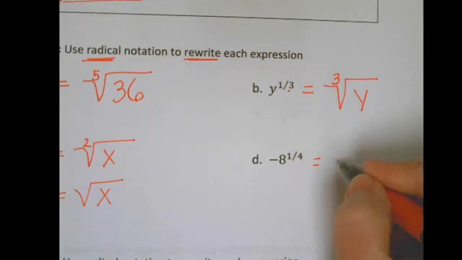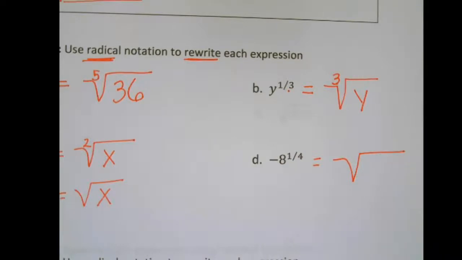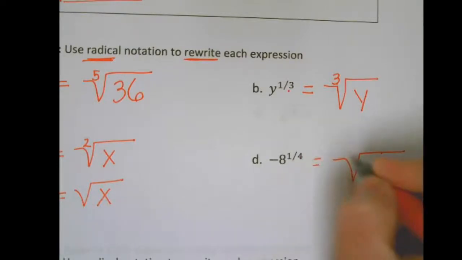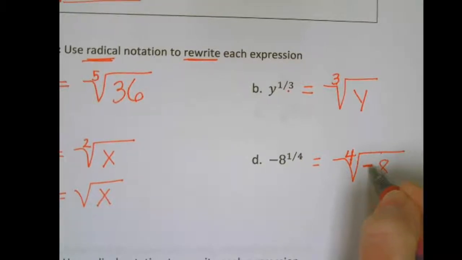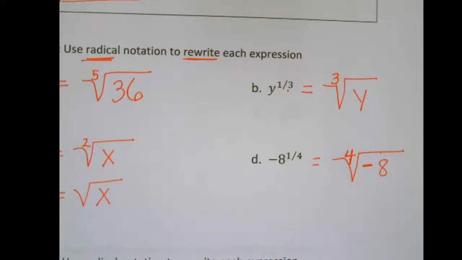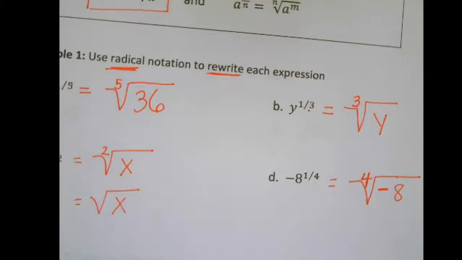So, change it to radical form. This is called a radical. The denominator becomes the index. Because this index is an even number, if I tried to simplify it out, this negative would make an i in the simplified answer. But all we're doing right now is changing from one form to another.